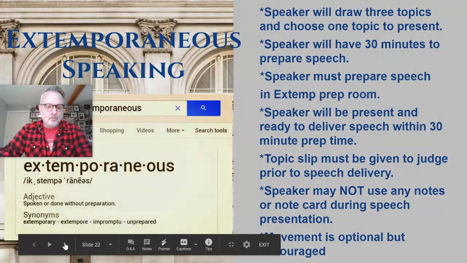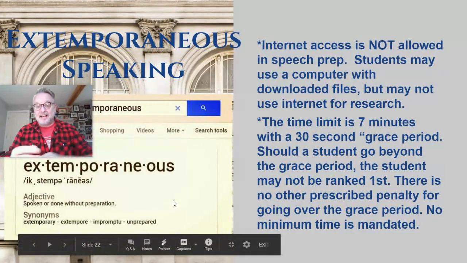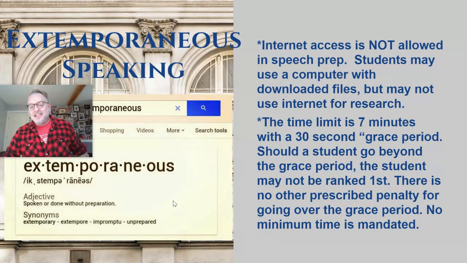One of the things: internet access is not allowed in speech prep, but you may use a computer with downloaded files. This may have changed. I do need to make sure that we check NSDA for you guys.